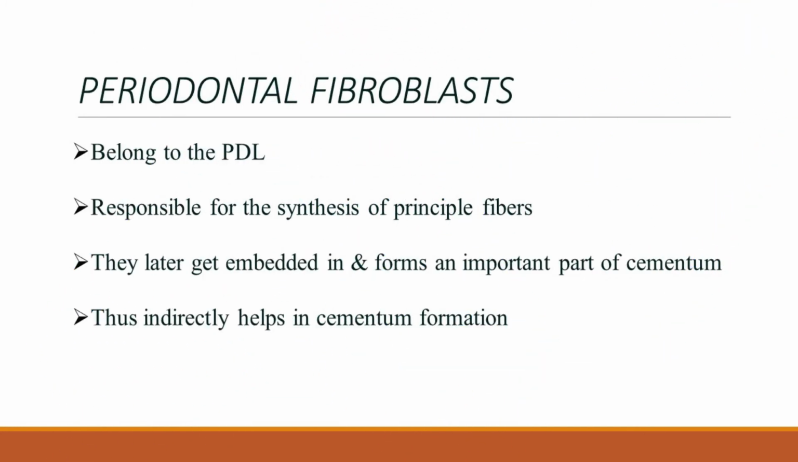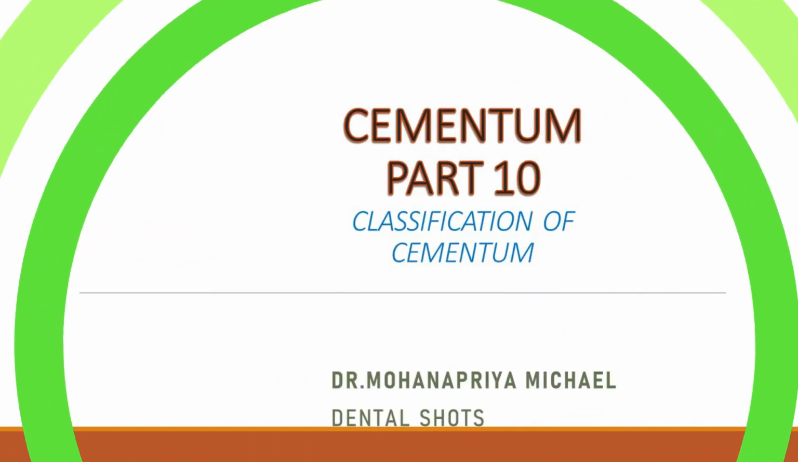The next cell is the periodontal fibroblast, which belongs to the periodontal ligament and is responsible for the synthesis of principal fibers. They later get embedded in and form an important part of the cementum. Thus, the periodontal fibroblasts are indirectly helping in cementum formation.